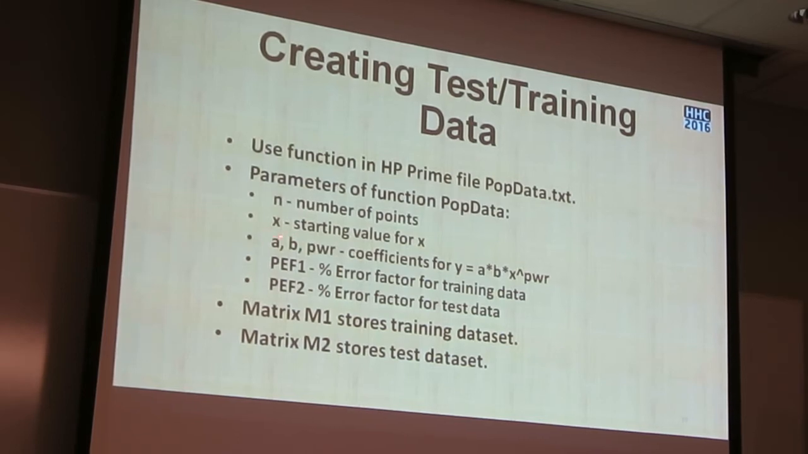There should be an increment in x, and then a, b, and power are the coefficients that allow us to calculate y. And here I include two error coefficients, one that I use for the training data and one for the test data. Preferably they should be different. The function will populate matrix M1 with the training data and matrix M2 with the test data.